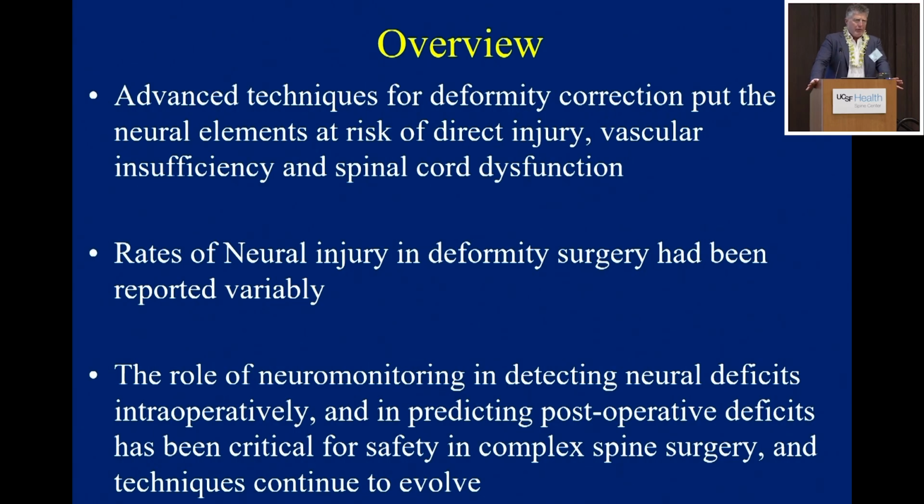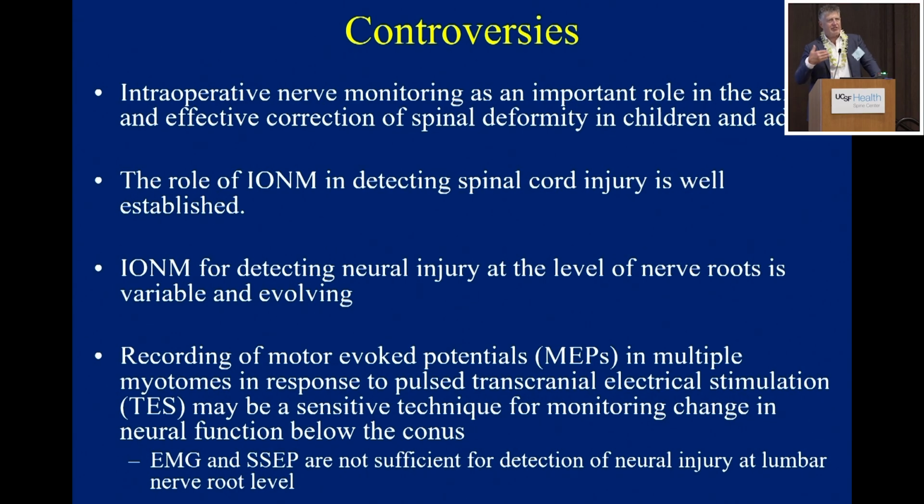Just as an overview, as we get more advanced in our techniques for deformity correction, we're putting the neural elements at risk. We put them at risk from direct injury, from vascular insufficiency, and from spinal cord dysfunction and stretch. So rates of neural injury in deformity surgery, importantly, have been described very variably in the literature. A lot of the old SRS M&M databases would show rates of less than 2%. But when we really look at follow-up of complex surgery, we're talking about rates of over 20% of measurable postoperative motor deficits. And neuromonitoring certainly can be very useful in detecting deficits and enabling the surgeon to respond to changes. And these are really our nerve monitoring saves.